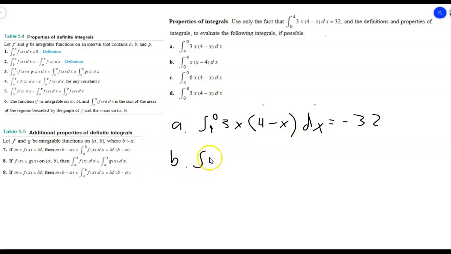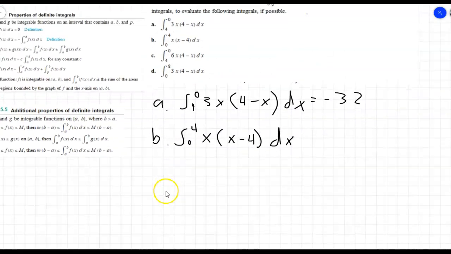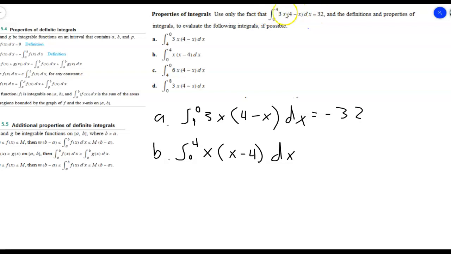So b goes from 0 to 4. So it's the same as this one here, but this one is x times x minus 4 dx. With this one, there's no 3 in there, and instead of 4 minus x, it's x minus 4. So what I'm going to do is start with the one that I know up there, and I'm going to try to work my way to this one here.